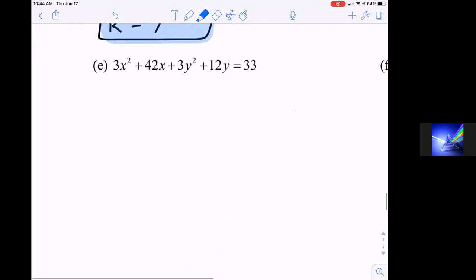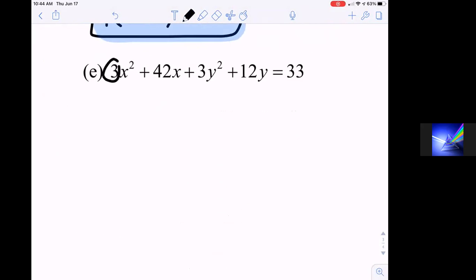Now, in letter E and F, your lead coefficient is not 1. So in order to make the lead coefficient 1, you need to divide all the terms by that lead coefficient. Now, luckily, the lead coefficient in front of x squared and y squared is the same number. It's 3. So you're going to divide by whatever the lead coefficient is in front of x squared and y squared. So we're going to divide everything by 3. Let's start this problem this way.